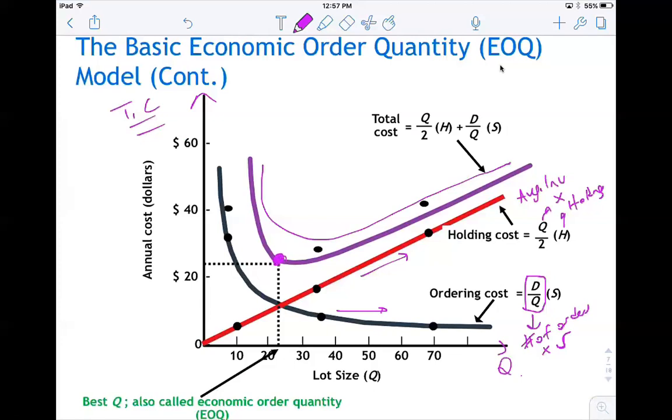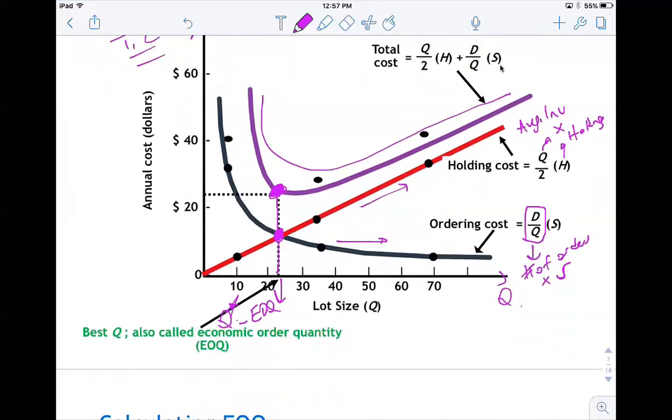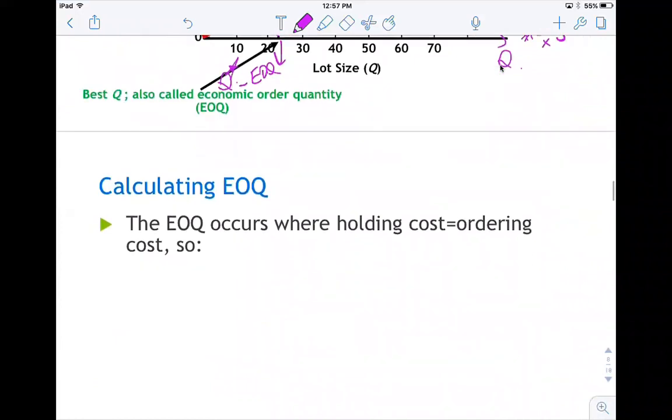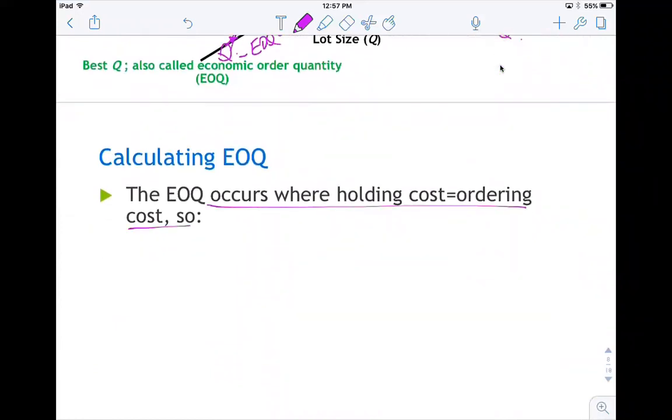And you will see that the optimal EOQ occurs whenever this total cost line is at its minimum level, right over here. And it is not a coincidence that it occurs when the holding costs and ordering costs intersect each other. Therefore, this would be our EOQ, or optimal lot size, that we should go with in our inventory planning. So how do we know what this Q star or EOQ is? Well, we know the equations for holding costs and ordering costs. All we have to do is to intersect them and then solve for Q. EOQ occurs where holding cost is equal to ordering cost.